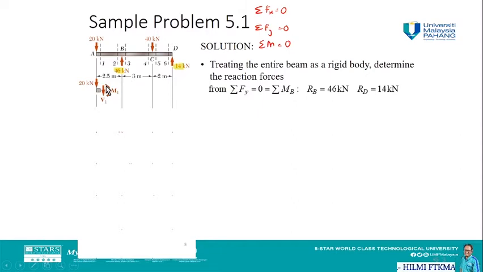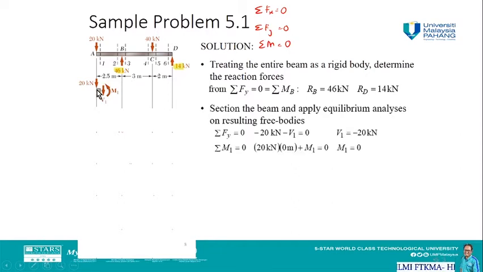We are going to start from the section from point A to the part immediately before point B. Immediately before point B means that we are not going to consider the 46 kilonewton. So what we have here is 20 kilonewton at point A, and we have shear force V1 and bending moment M1. So we can use the equilibrium equation Fy equal to 0. Therefore, negative 20 kilonewton minus V1 equal to 0, and we get V1 equal to negative 20 kilonewton.